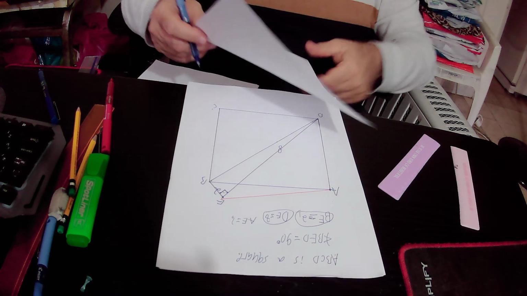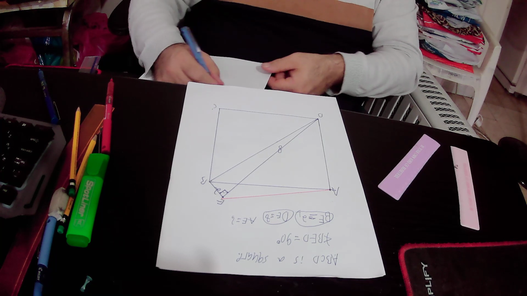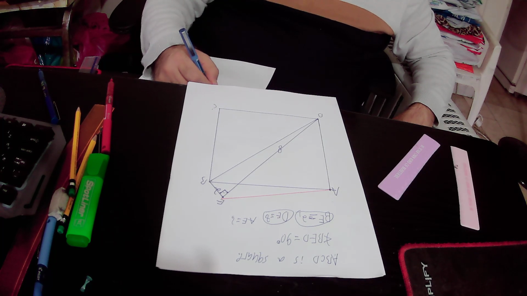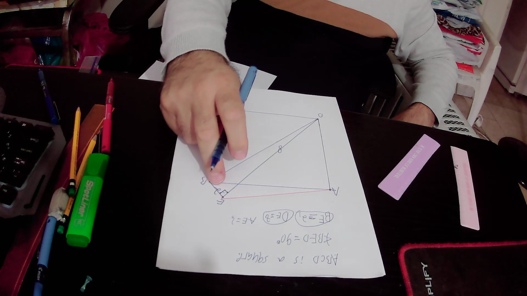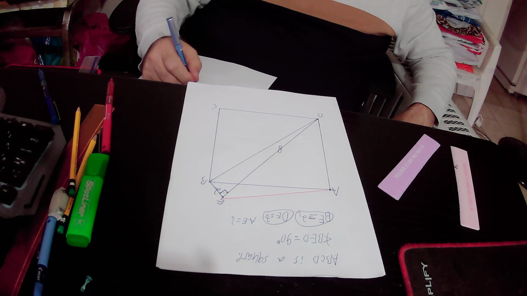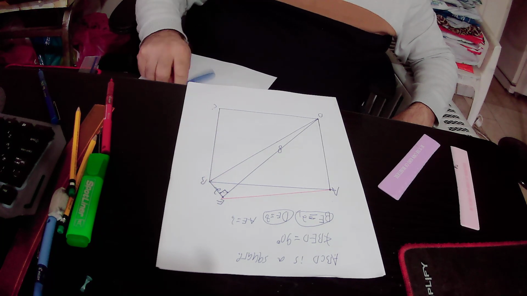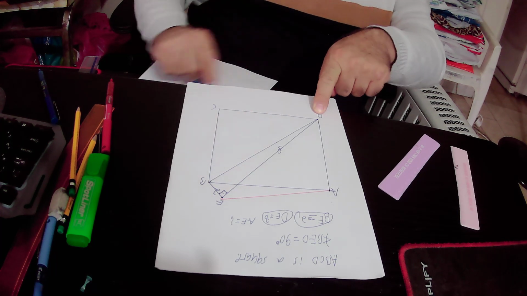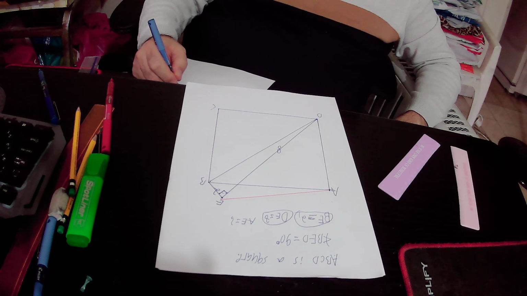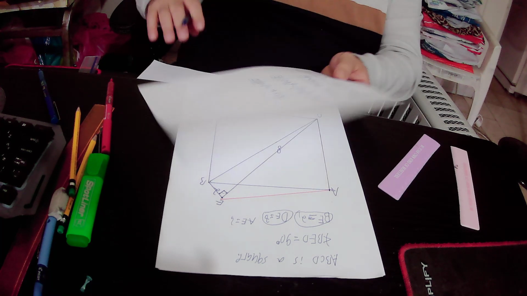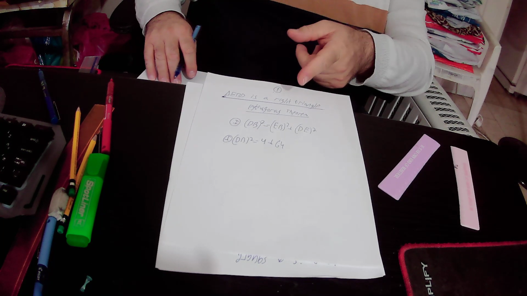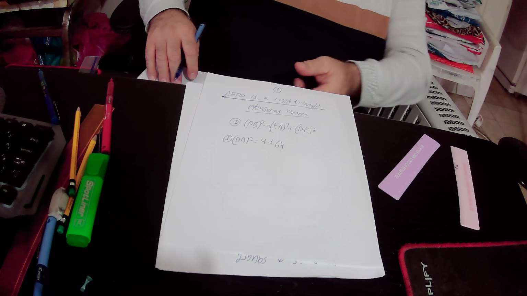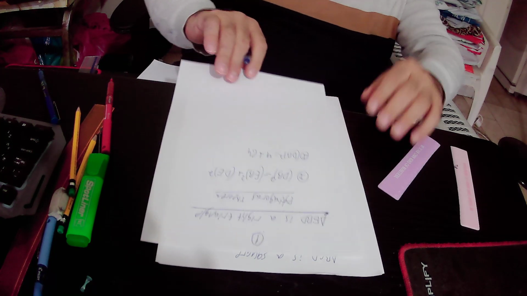So DB square equals EB square. EB equals 2, so EB square is 2 square, 2 square is 4, plus DE square. DE equals 8 units, so DE square is 8 square, and 8 square is 64. So in total we got that DB square equals 4 plus 64. 4 plus 64 is 68. So we found out that DB square equals 68.